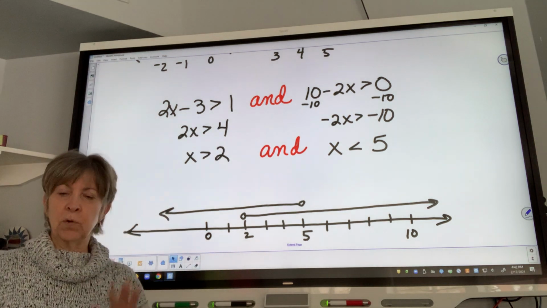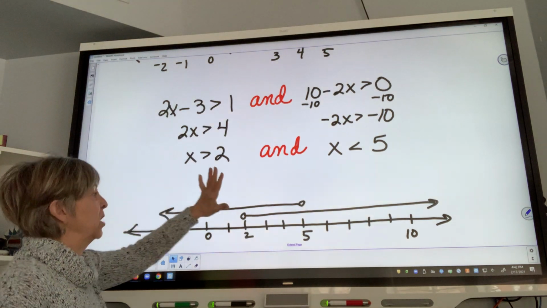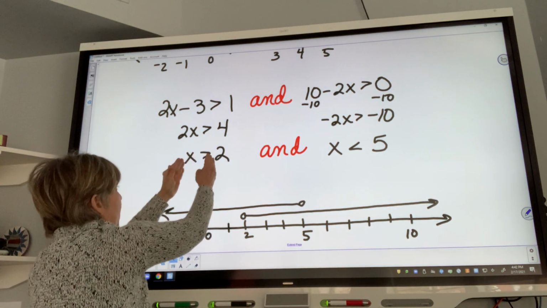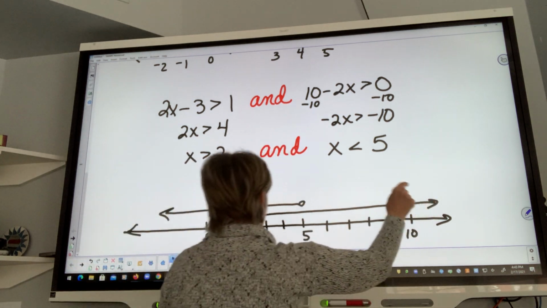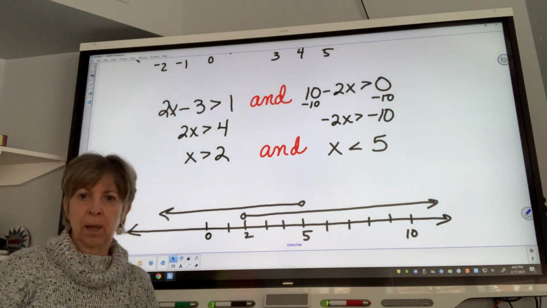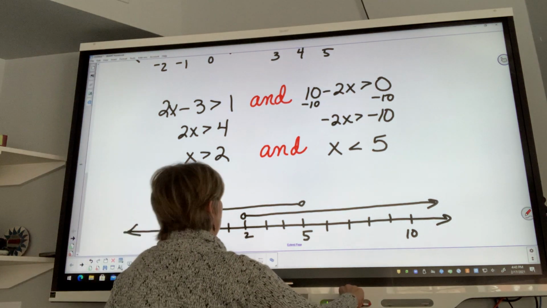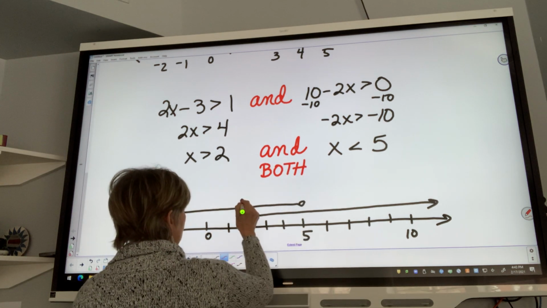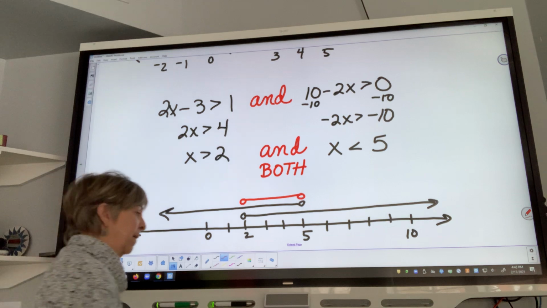But when I'm asking you to solve the compound sentence, I am asking you to give me your final answer: only those numbers that solve this and that one. So anything here solves this one. Anything here solves that one. Where are the numbers that solve both of those inequalities? Remember, the word and implies it must do both. So that's going to be just the numbers where they overlap, from 2 to 5.